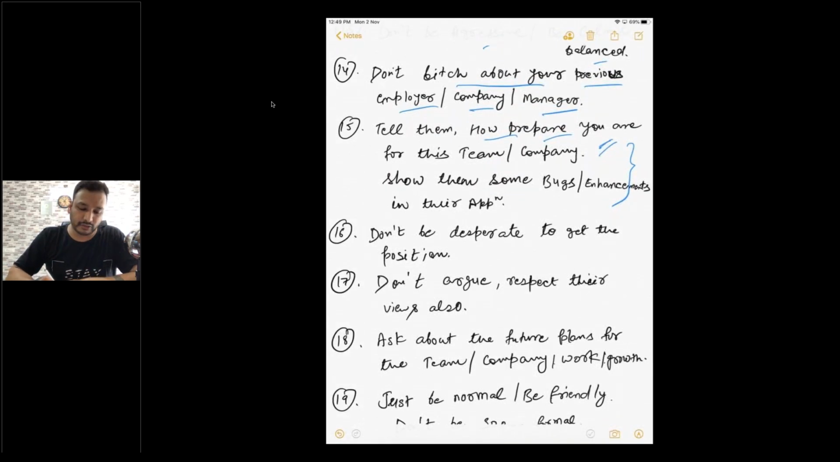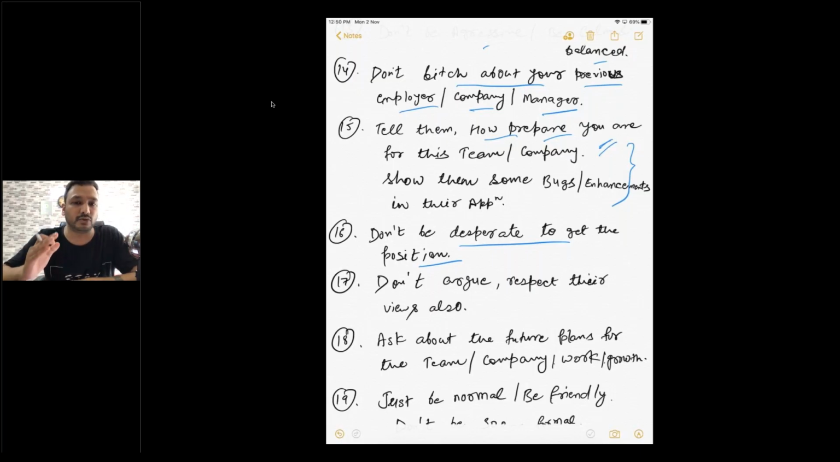Same thing, don't be too desperate to get the position. It's not like you start your emotional drama over there. Okay, no, I'm really in need, please, I'll improve. Don't be so pleading, saying I really want this, I really want to get this particular job. No, if you deserve it, definitely you will get it.